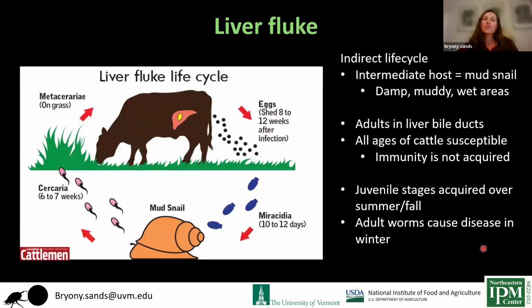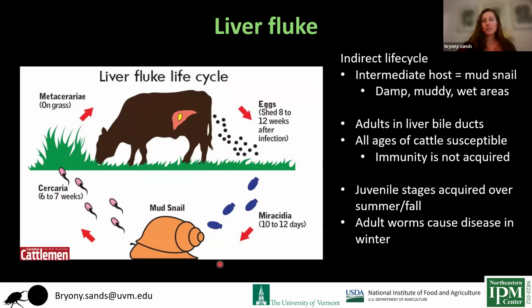So moving on to liver fluke. Liver fluke has an indirect life cycle, which basically just means it needs another host as well as the cow in order to complete its transmission cycle. And the intermediate host, so the other host for this parasite, is the mud snail.